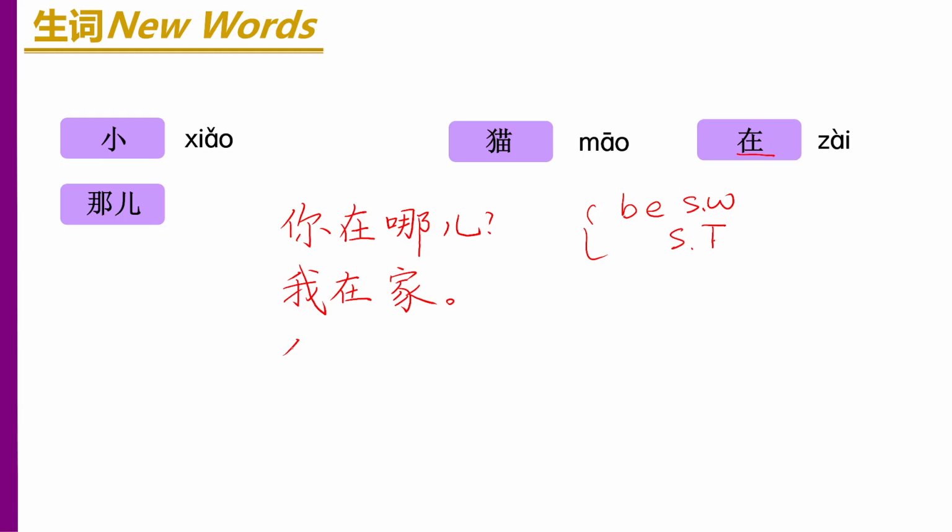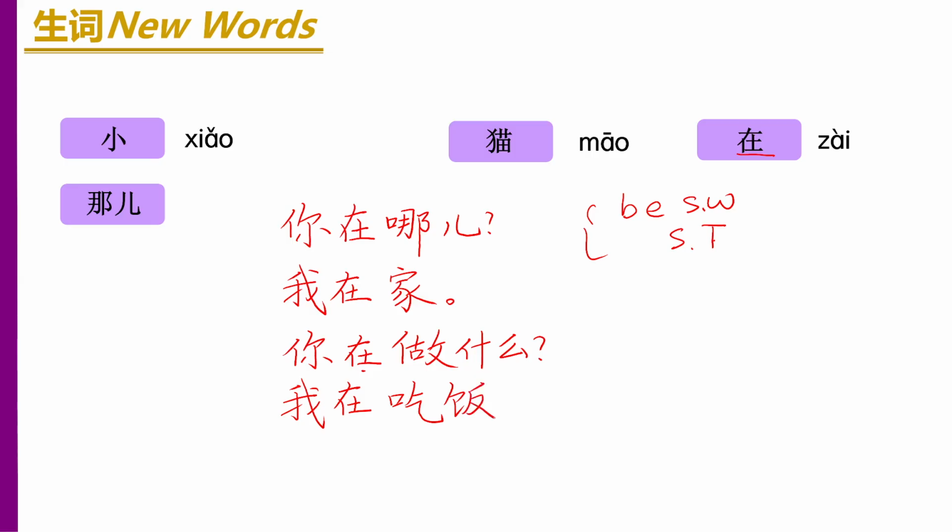So we can say 你在做什么? So what's the meaning? What do you do? No. What are you doing? 在 here means in the process of something, in the course of something. So you're doing something. 你在做什么? So here, for example, you can say 我在吃饭. 我在吃饭. Yes, I understand.